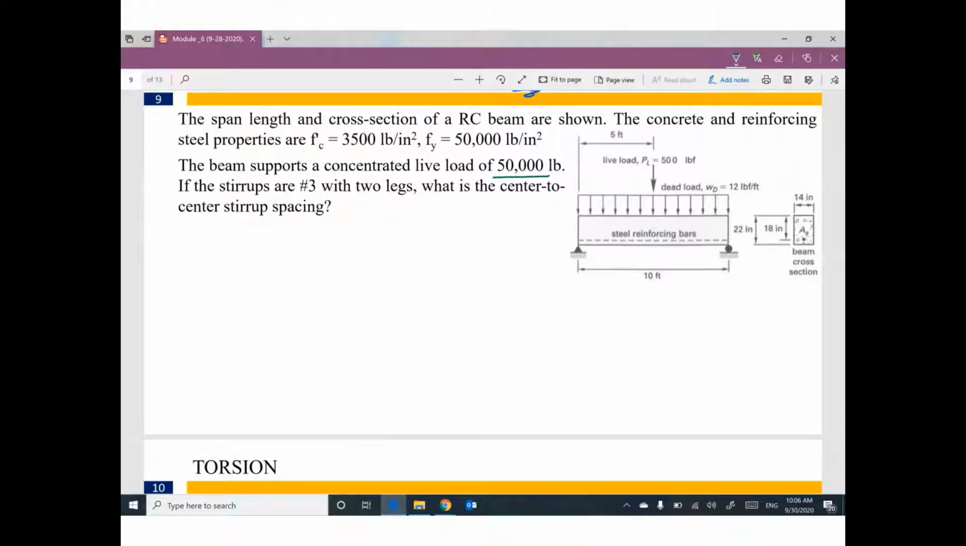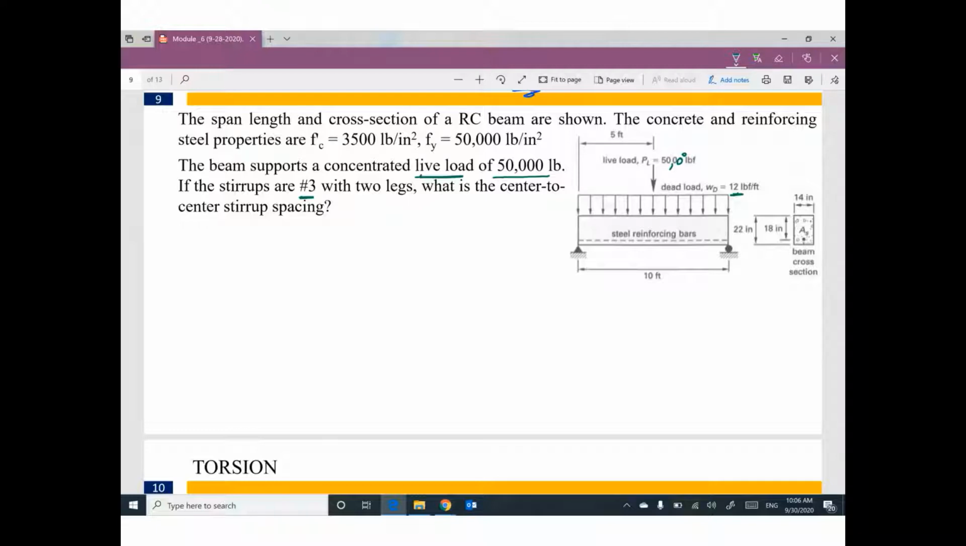This one is 50,000 pound. It's a live load. And we have dead load, how much? 12 pound per foot. If the stirrups for this beam are number 3, can you tell me what is the spacing between these stirrups?